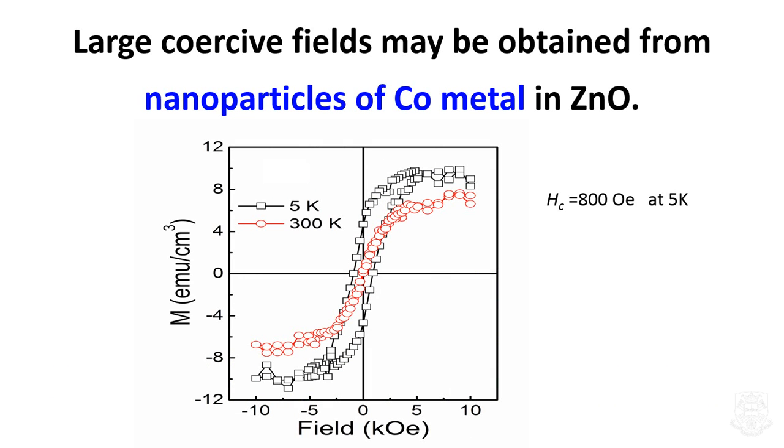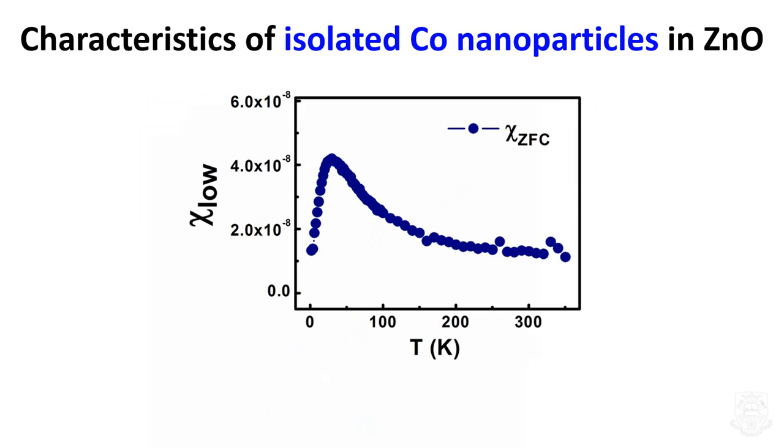And a large coercive field can be obtained from nanoparticles of cobalt metal in zinc oxide. This is very well known. This is an example of a sample that shows this with a high coercive field at low temperatures. And not surprisingly, the zero field cooled shows a large peak at the blocking temperature.